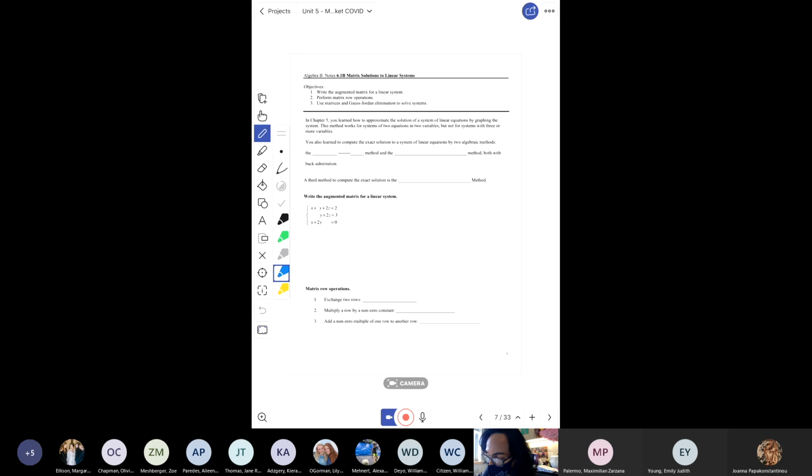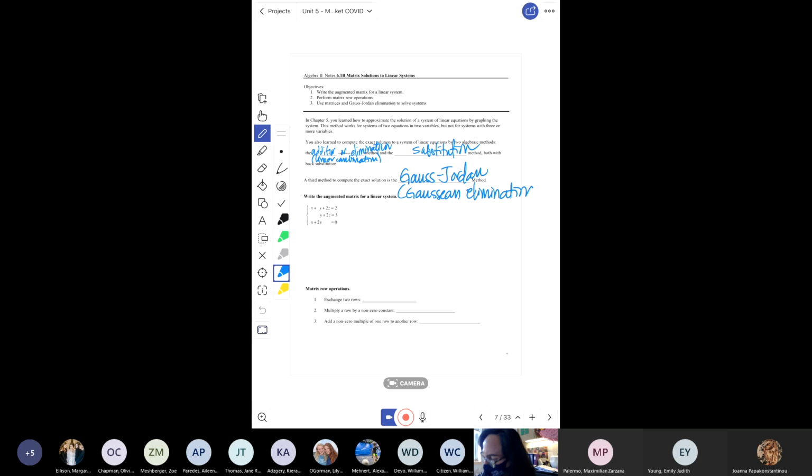So it was also known as addition or elimination or linear combination. And then the other method was substitution. Now there's another method that allows you to compute the exact solution. It is called the Gauss-Jordan method. And then we'll see Gaussian elimination. These are named after people.